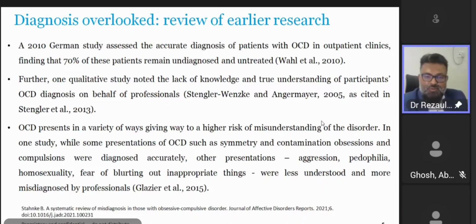OCD presents in a variety of ways, giving rise to a higher risk of misunderstanding of the disorder. In one study, while some presentations of OCD such as symmetry and contamination obsessions and compulsions were diagnosed accurately, other presentations like aggression, obsession of pedophilia, homosexuality, and fear of blurting out inappropriate things were less understood and more often misdiagnosed by professionals.